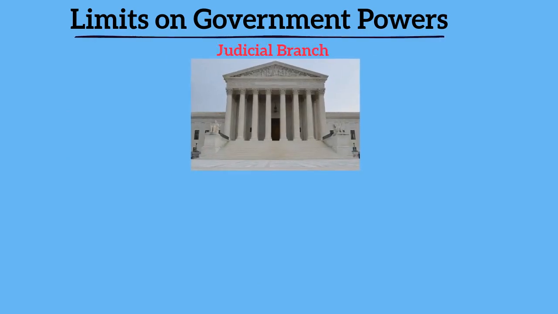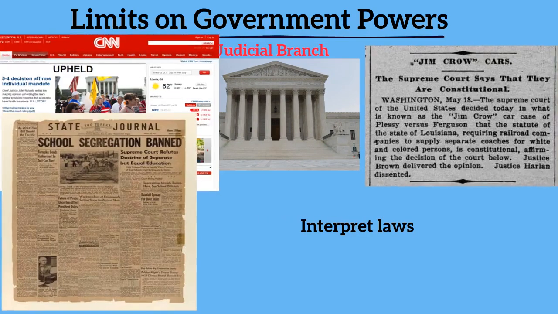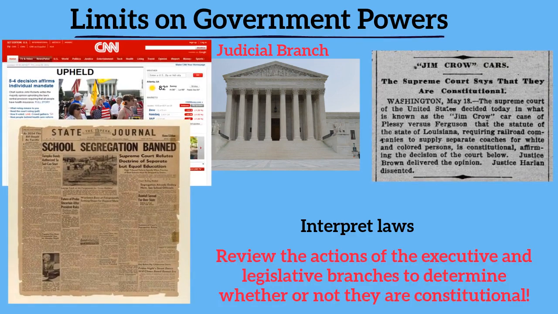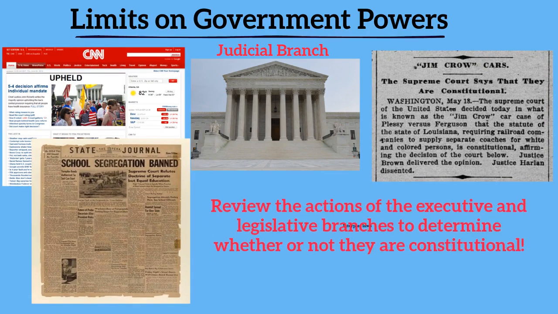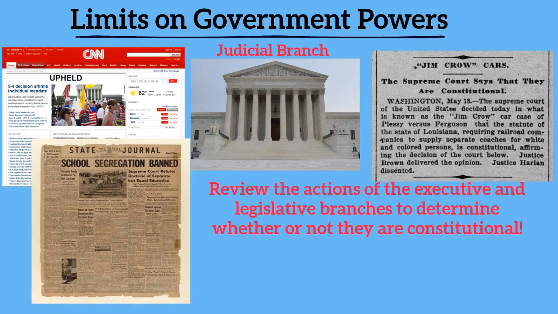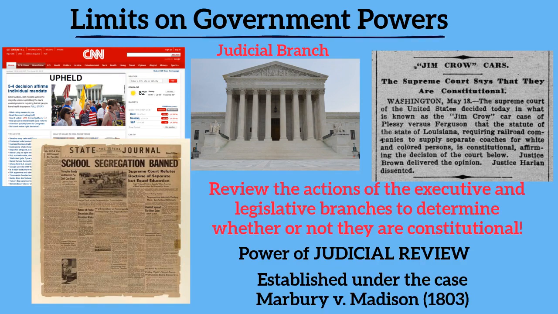The judicial branch has the power to interpret laws. This means that the judicial branch has the power to review the actions of the executive and legislative branches and determine whether or not they are constitutional. This power of the judicial branch to review the actions of the executive and legislative branches, determine whether or not they're constitutional, is known as judicial review. This was established under the case Marbury v. Madison in 1803.